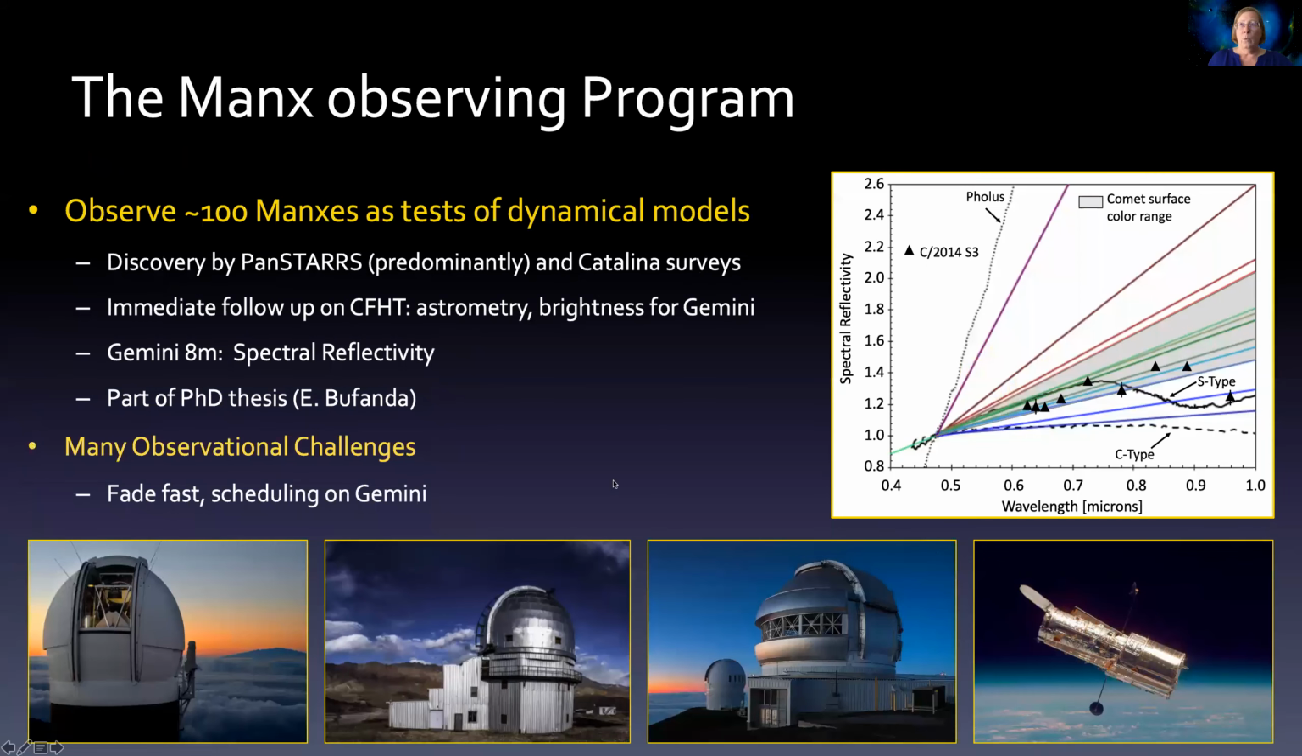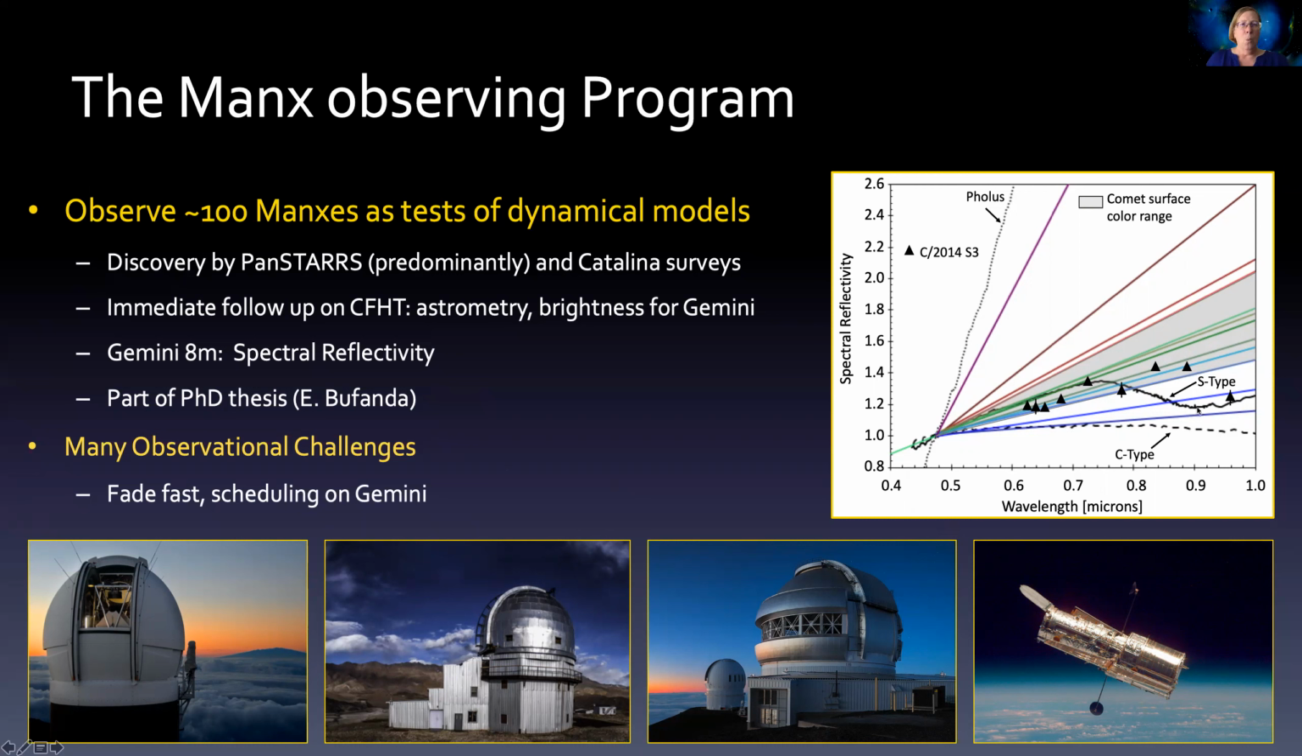So in order to do that, we've undertaken in Hawaii a big observing program of these Manx comets. The intent is to get about 100 of them. They're discovered with Pan-STARRS, quite faint, and so we initially follow them up with the Canada-France-Hawaii Telescope to get a good orbit, get the initial brightness estimate, and then follow up with Gemini to see what their surface is like. And so far, this is forming the thesis of my PhD student.